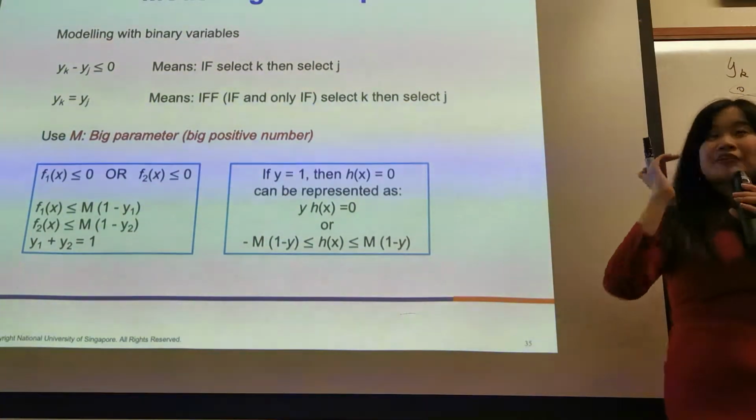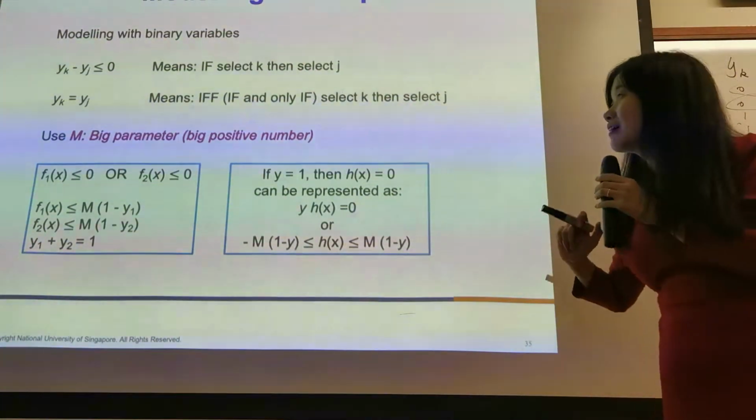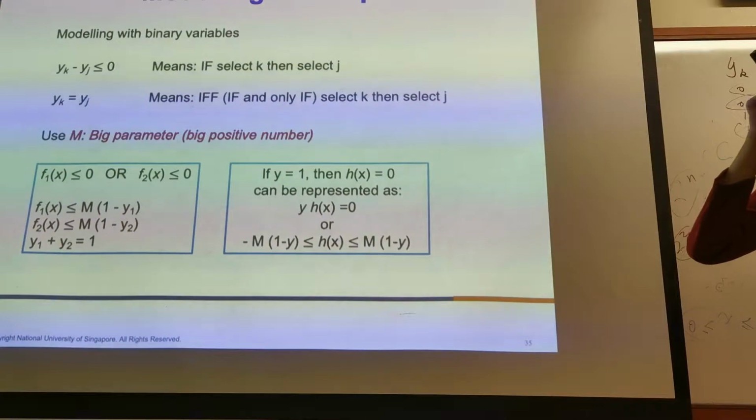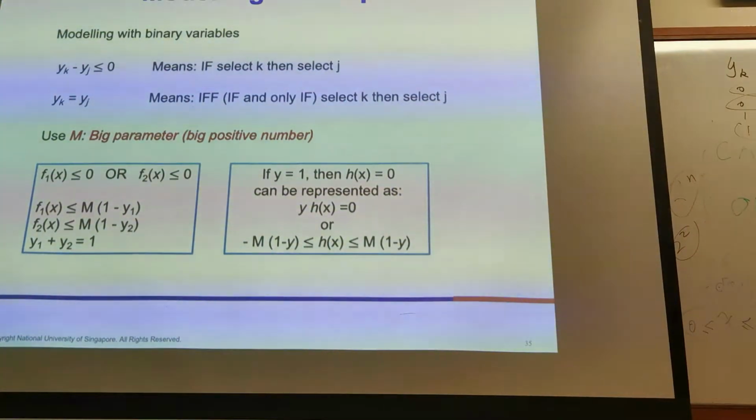We want to model it. You can use a magic number here. It's called big M. So it's quite interesting. So what does this big M mean? It's a huge number. It can be 1 million, any big number, but it's a fixed number. You just give it a very large value, called a big parameter.